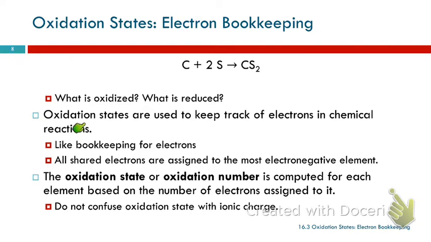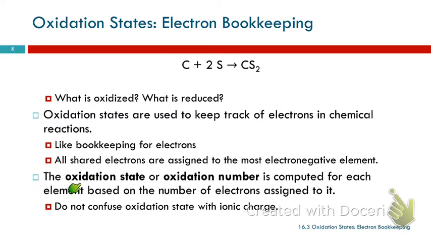So we use something called oxidation states. This helps us to track electrons in chemical reactions even when ions are not being formed. It's like bookkeeping for electrons. So what we do is, in covalent bonds, we're going to assign all of the shared electrons to the more electronegative element. So that's the basis behind this, but I'm just going to show you how to do it.